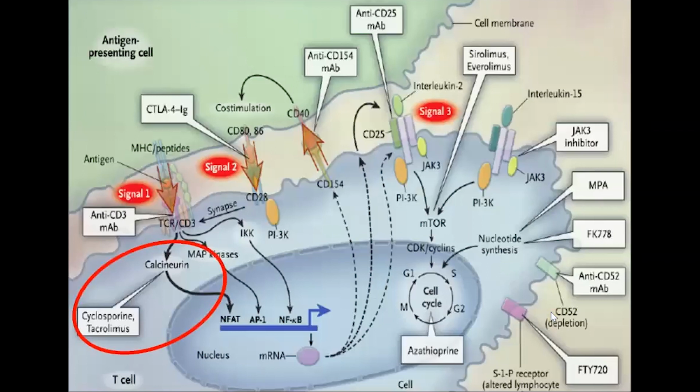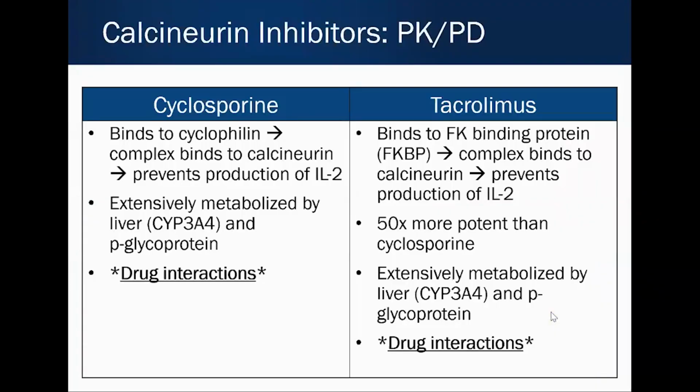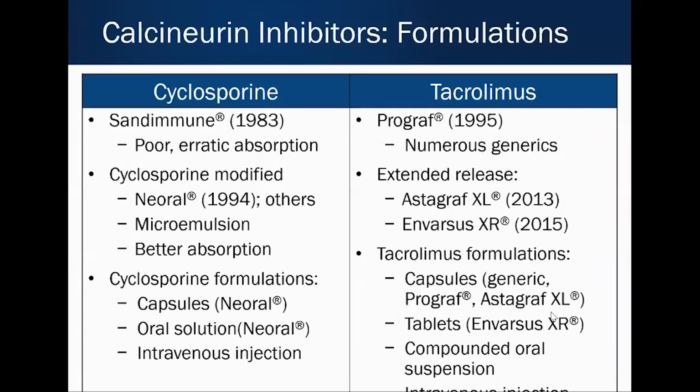So again, these calcineurin inhibitors are working on the calcineurin pathway, which is one of the downstream effects of signal 1, the binding of the antigen-presenting cell to the T cell. So both cyclosporin and tacrolimus, their effect on inhibiting that calcineurin pathway is to prevent the production of IL-2 from the nucleus of the cell, so to prevent one of those first steps in how the T cell is activated to replicate. Both drugs are extensively metabolized through the CYP3A4 system and also through P-glycoprotein, which means they're prone to a lot of drug interactions.